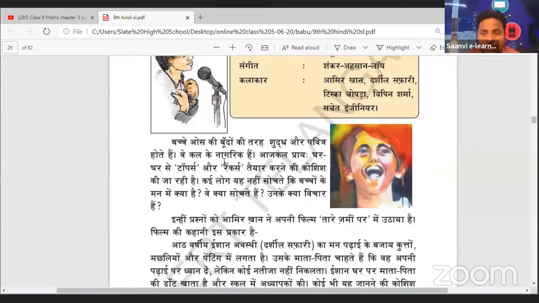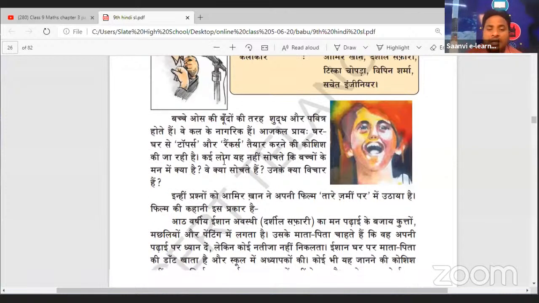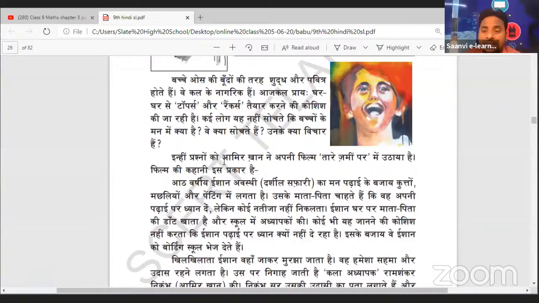What is the story of this particular movie that he is telling? See, 8-year-old Ishan Awasthi. What is the character name? Ishan Awasthi. Sorry, what is the boy's name? Ishan Awasthi. Then the character's name is Darsheel Safary in the movie. He is an 8-year-old boy.